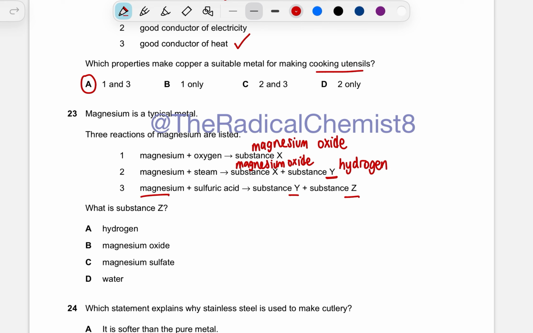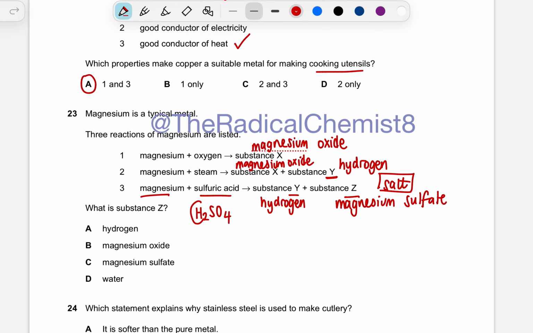And the next one is metal plus acid, which will make a salt and hydrogen again. So substance Y must be hydrogen. So substance Z must be magnesium sulfate. So this is your salt. So remember, a salt is formed when the metal is replacing the hydrogen in sulfuric acid. So sulfuric acid, H2SO4. The hydrogen is getting replaced with the metal in this case, which is magnesium. And you're going to form the metal sulfate salt. So your answer is C.